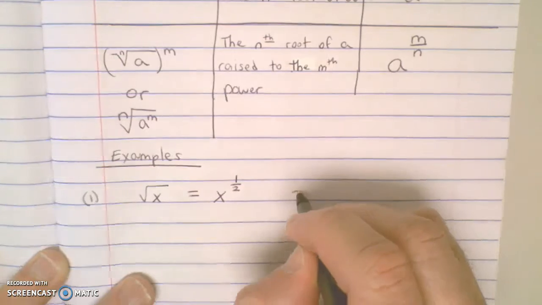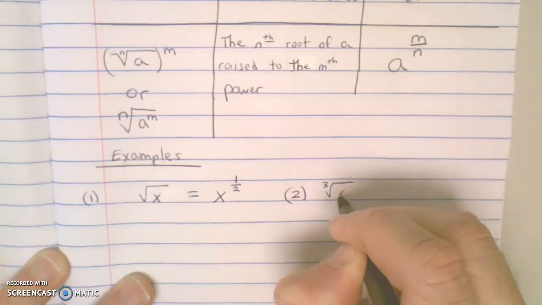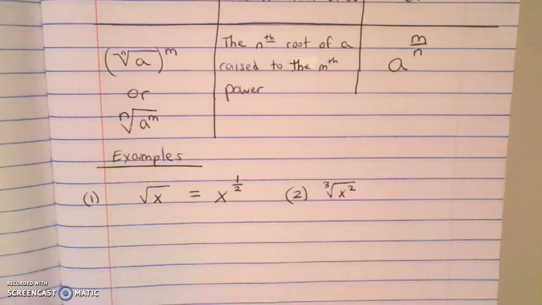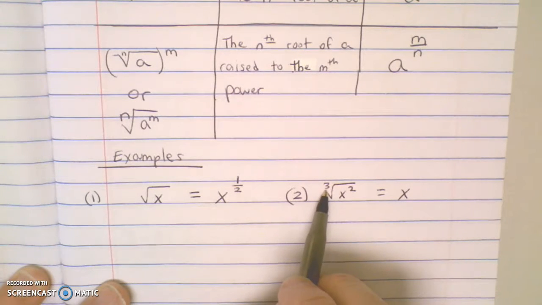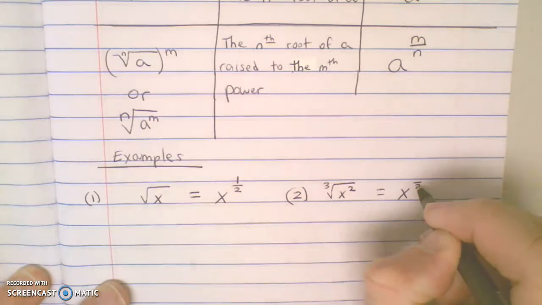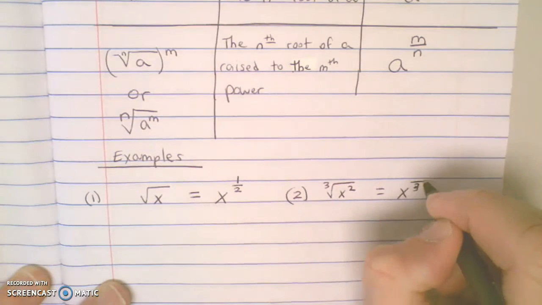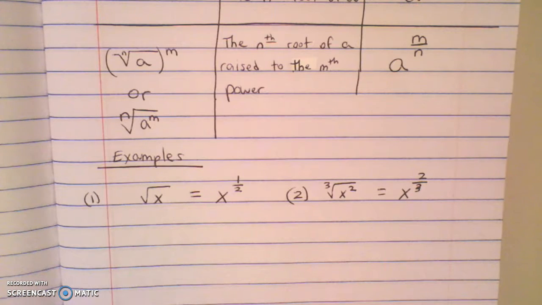Let's try a different example. This time I'll give you a cube root, so it might make a little bit more sense. Cube root of x, let's say squared. So the cube root of x squared. So if I want to rewrite this in exponential form, I get rid of the radical symbol. Whatever the root is, and this time there's a number there, that goes in the denominator of the fraction that I'm creating. So it's over 3. And then the numerator is whatever the exponent is. So it'd be 2. So that would be x to the 2/3.